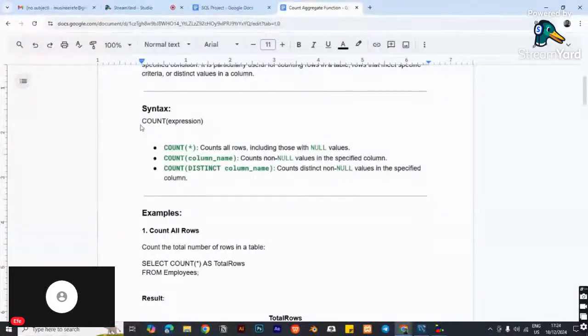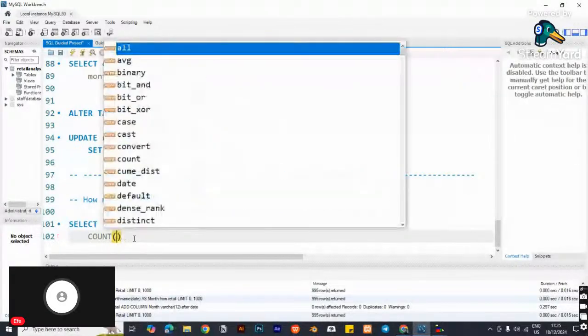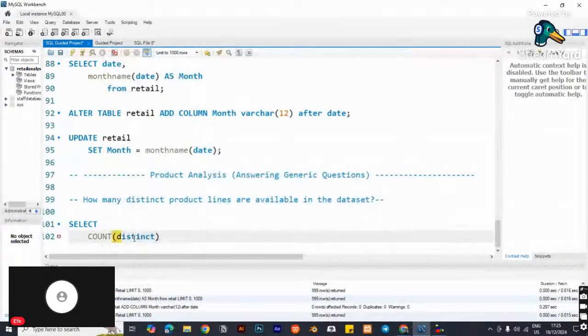All right. So we have different expressions of count all, which counts all the rows, including those with null values, and I gave examples of how to use them. In this case, we're using the distinct keyword. So we say count distinct. And now, how many product lines? Okay, how many product lines?